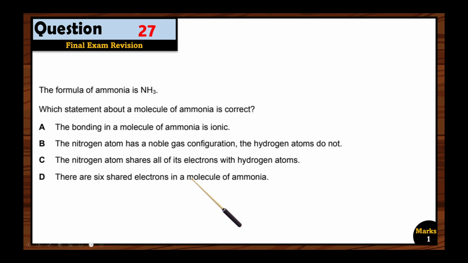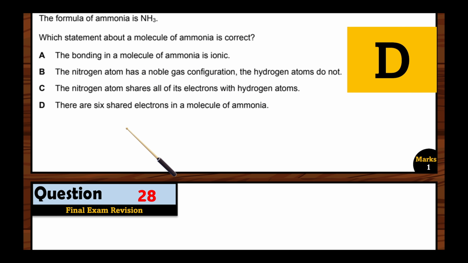Now, option D, there are 6 shared electrons in a molecule of ammonia. Yes, that's right. Because I already told you, whenever you see a covalent compound that has only single bonds, you see there are three single bonds, right? And how many atoms do we have here? 4. So 4 minus 1 is equal to 3, so 4 atoms will always make 3 bonds. So 3 bonds means total how many electrons are shared? Total 6, because each bond is sharing 2 electrons. So option D is right.